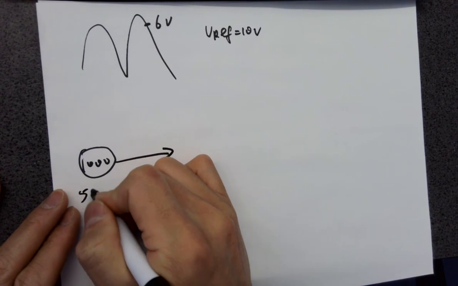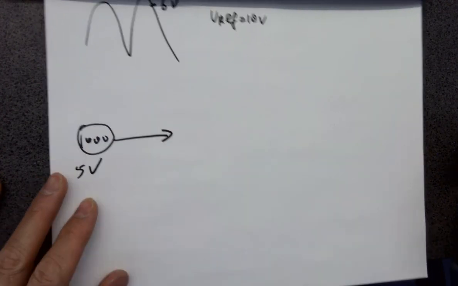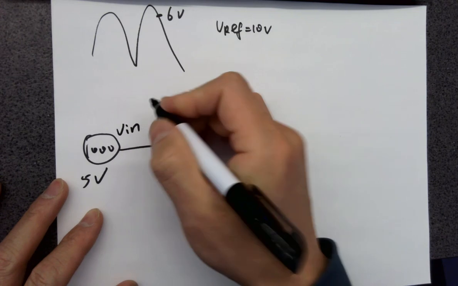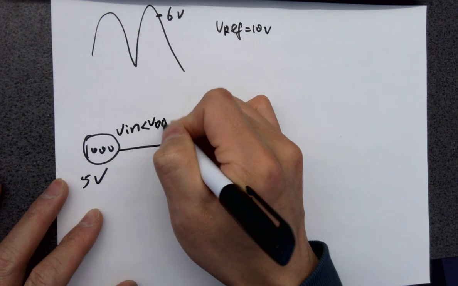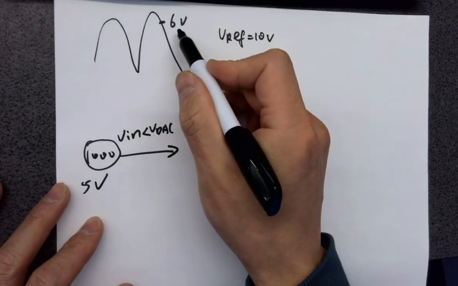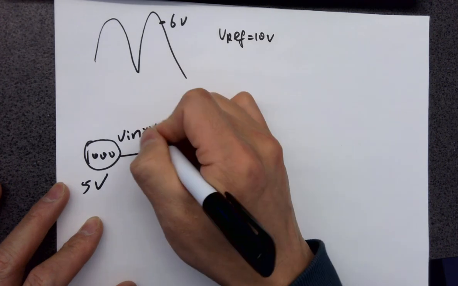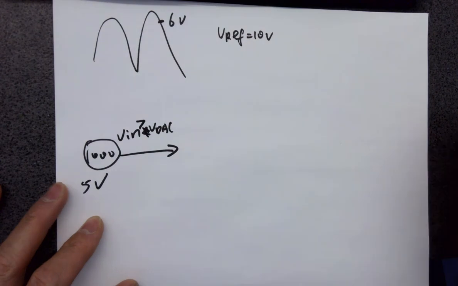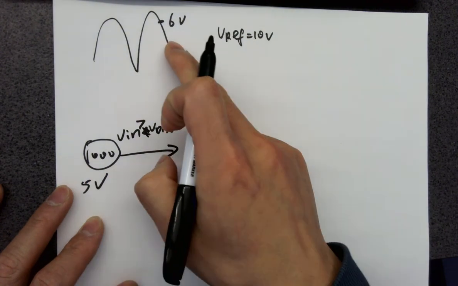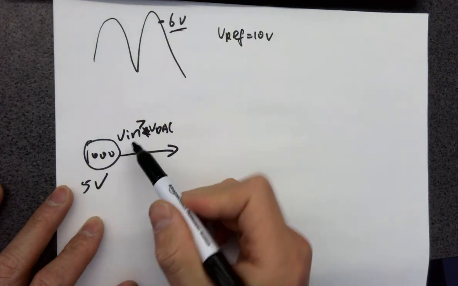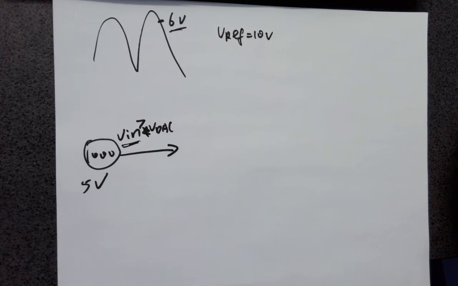And that's going to be this. We know this is 5 volts. So V in is what? Smaller than VDAC because this is 6 volts. No, sorry. V in is larger than VDAC because VDAC is 5 volts and V in is 6 volts. Keep in mind, V in is the analog input. So what's the next digital code over here?